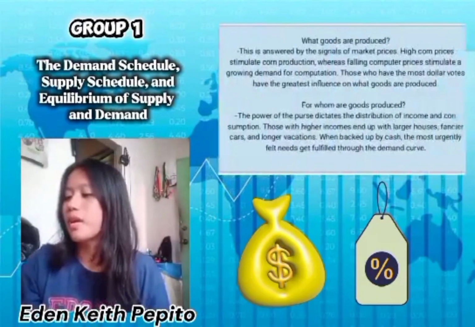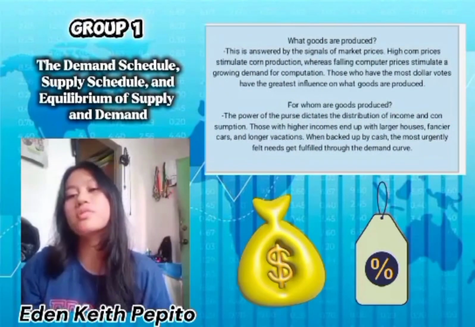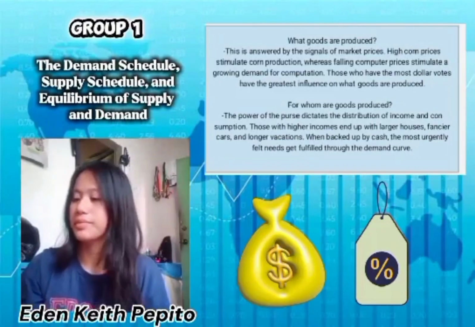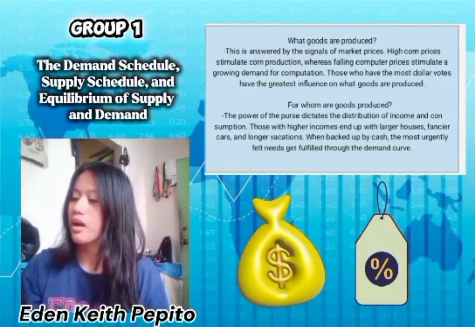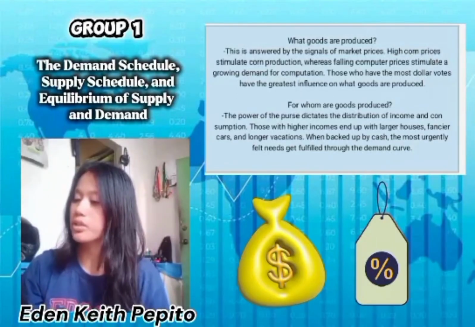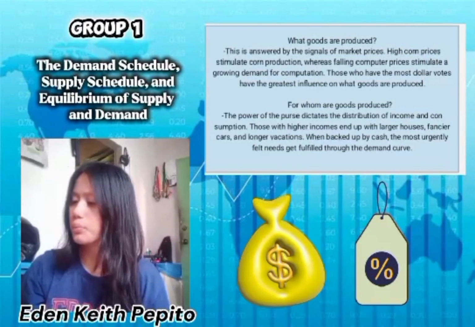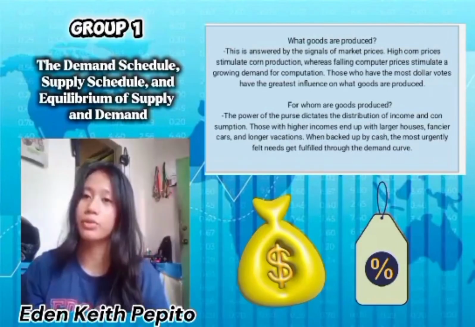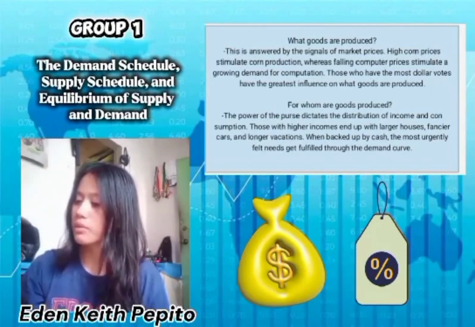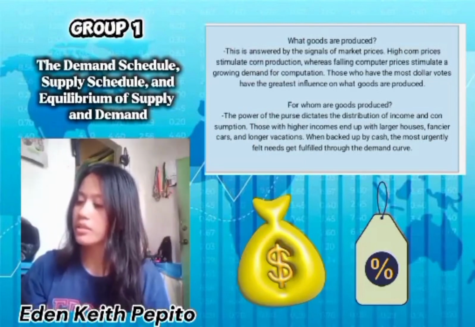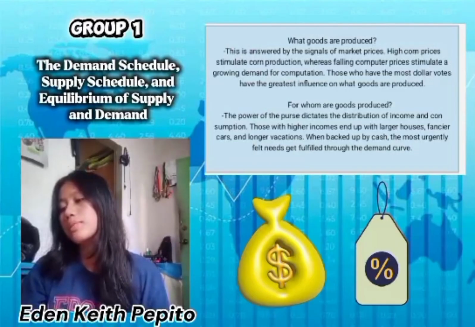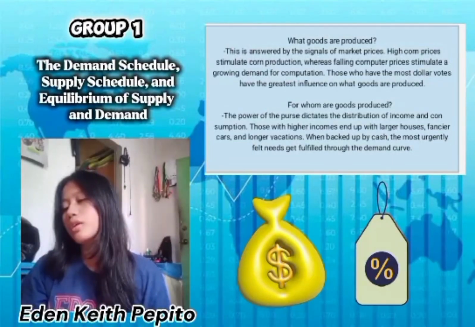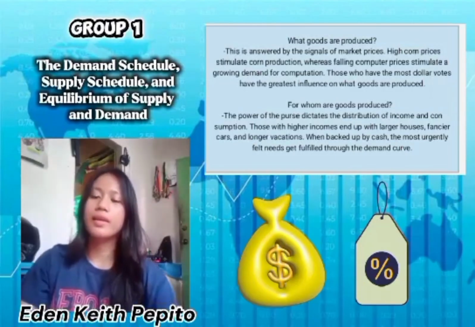Now, what goods are produced? Unsa nga mga goods ang i-produce? This is answered by the signals of market prices. High corn prices stimulate corn production, whereas falling computer prices stimulate a growing demand for computation. Those who have the most dollar votes have the greatest influence on what goods are produced. Buot pasabot ani, kani ang what goods are produced, this is answered by the signals of market prices.